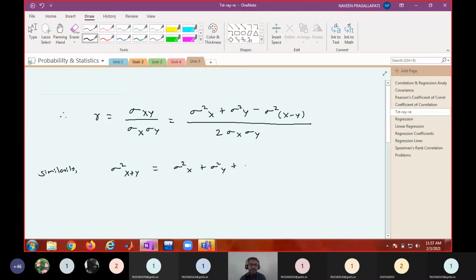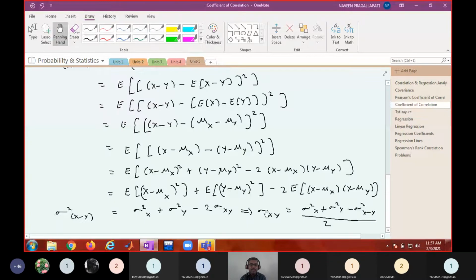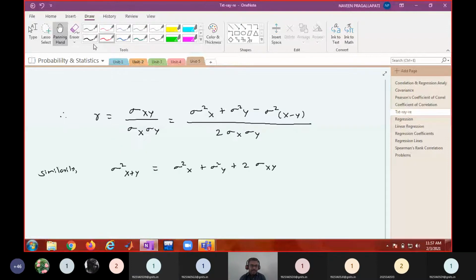Do you agree or not? If it is x plus y, you will get here plus... Yes, sir. Right? So in that case, what will be sigma xy? Therefore, what will be sigma xy in this case? Sigma square of x plus y minus sigma square x minus sigma square y.